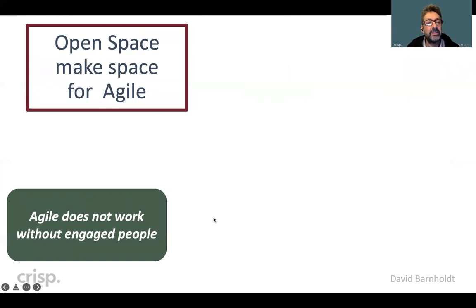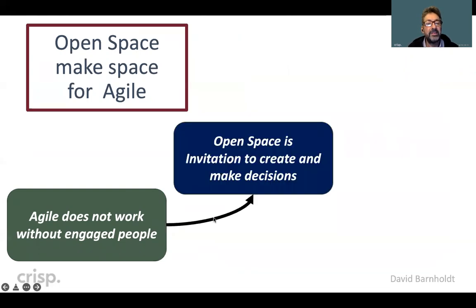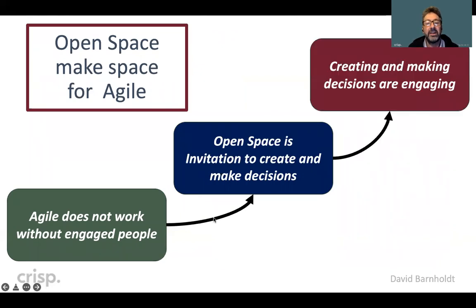And in that way, open space makes space for agile. Agile doesn't work without engaged people. Open space is an invitation to create and make decisions together, and that are engaging. So open space makes space for agile.